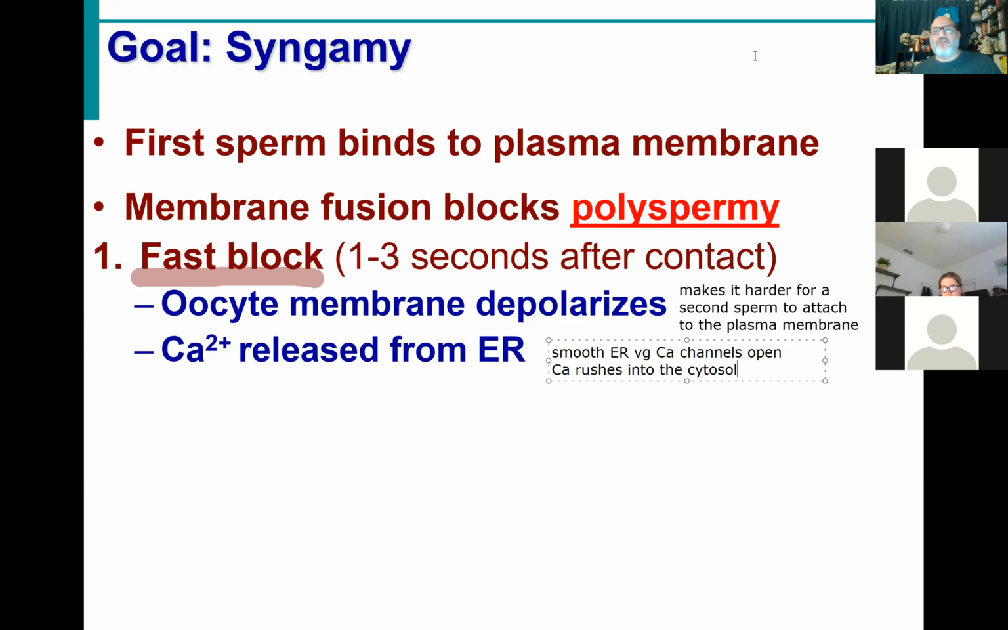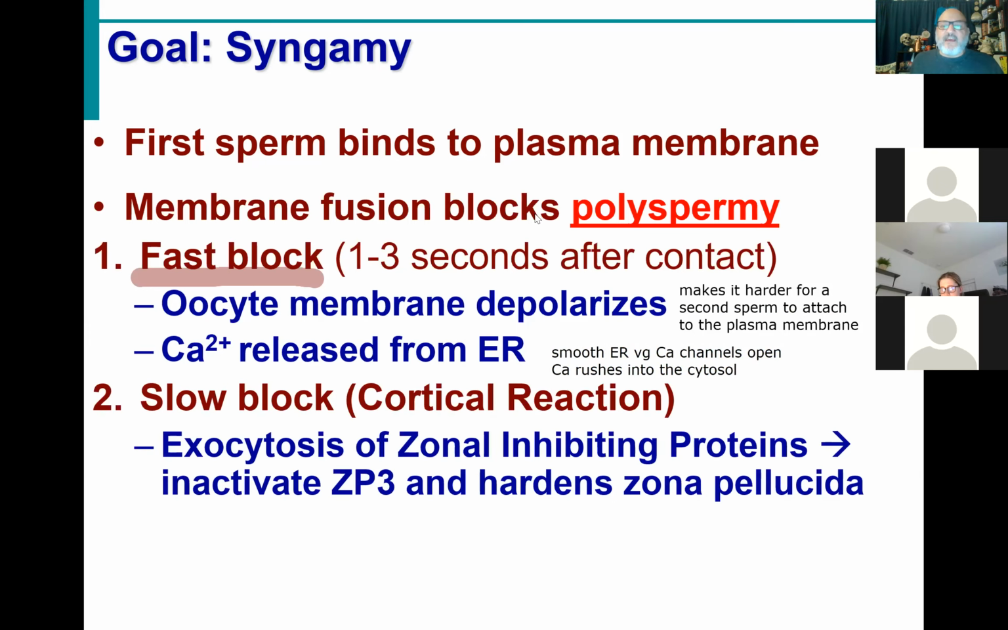And of course, as we know, calcium makes cells do wonky things. In this case, that wonky thing is the slow block, or what we call the cortical reaction. With this cortical reaction, basically three things occur. The first thing that occurs is the releasing of the zonal inhibiting proteins. These are vesicles containing special proteins that do two things.